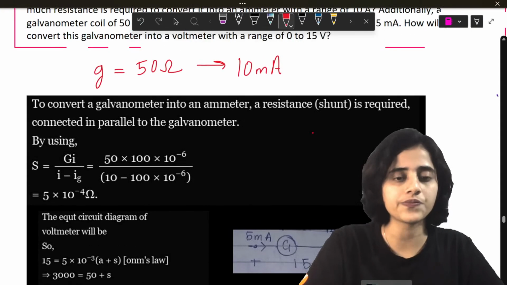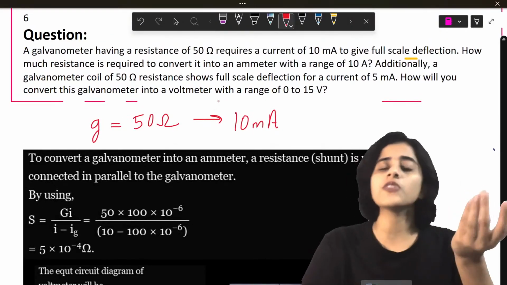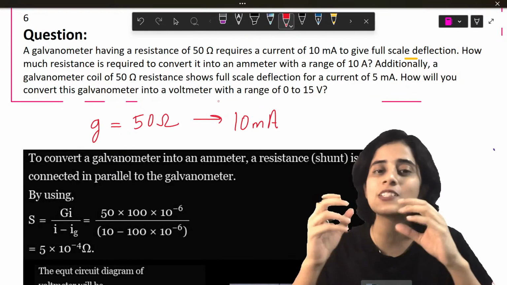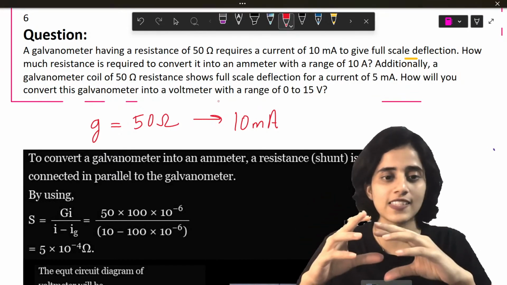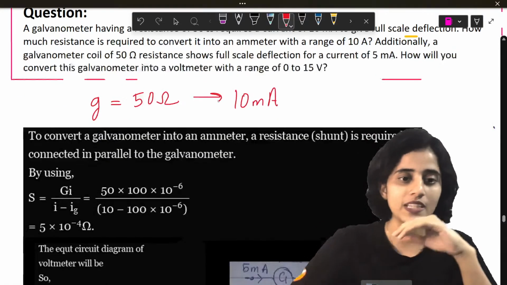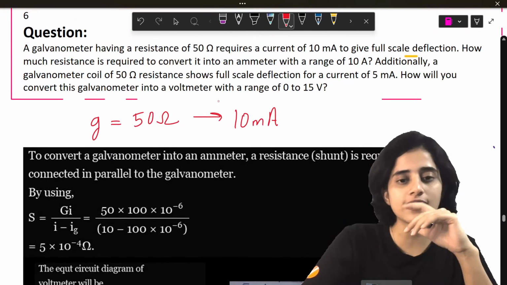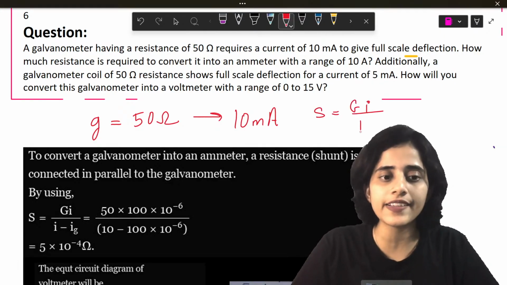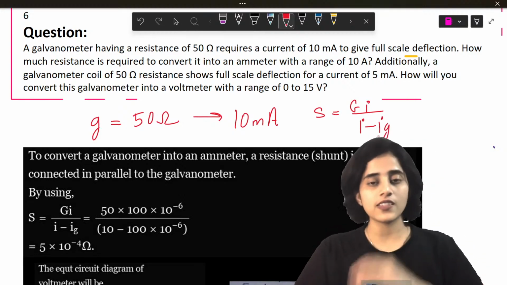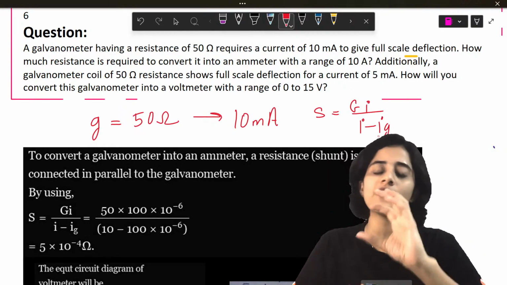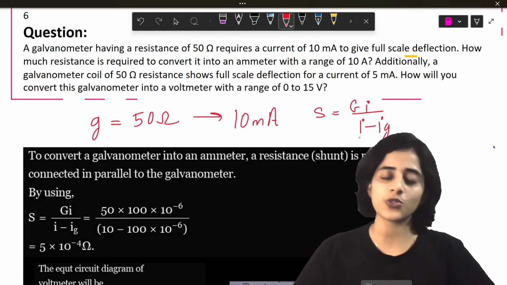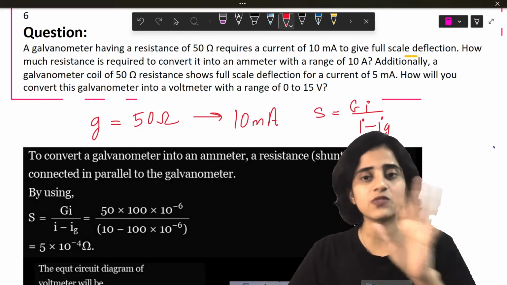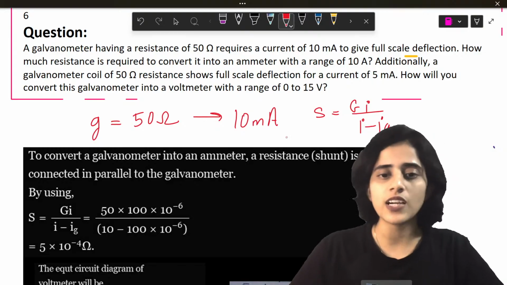So, first thing, all of you should know, and if you don't know, you should know now: to convert a galvanometer into an ammeter, you have to connect a resistance in parallel. The formula is S equals G times IG divided by I minus IG. How this formula came about, I have explained very clearly in my previous videos, especially in my last class, 2 marker, 3 marker, 5 marker video. So now you just have to substitute.